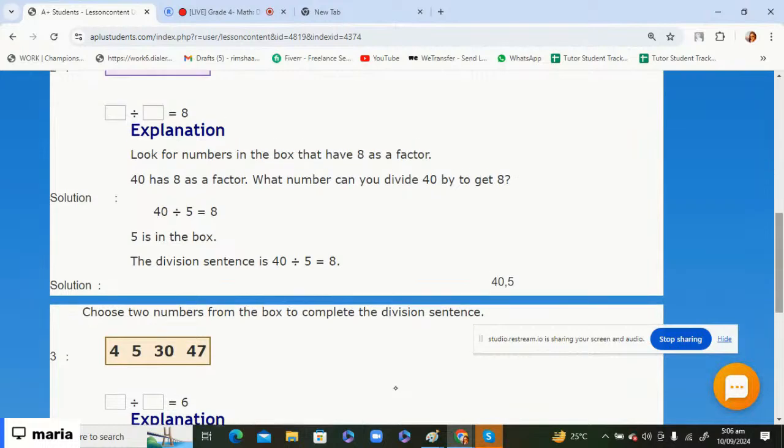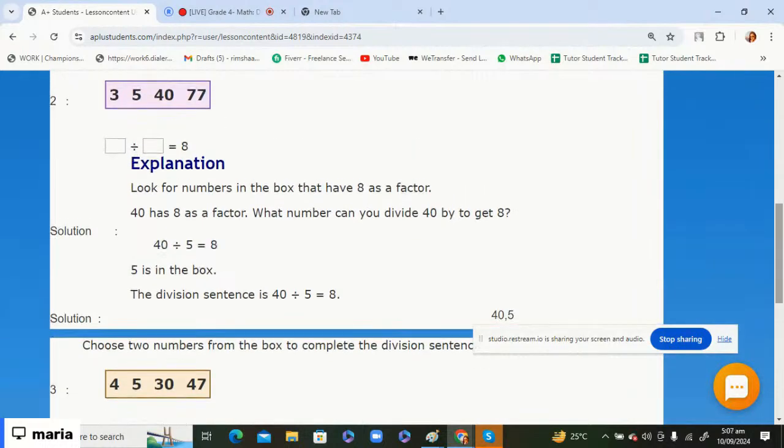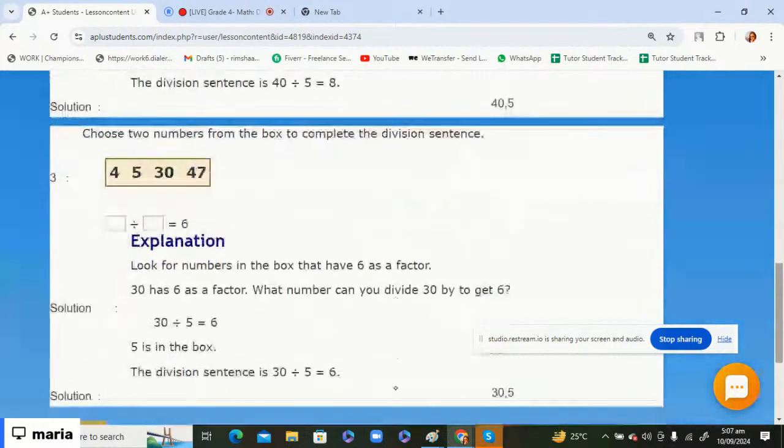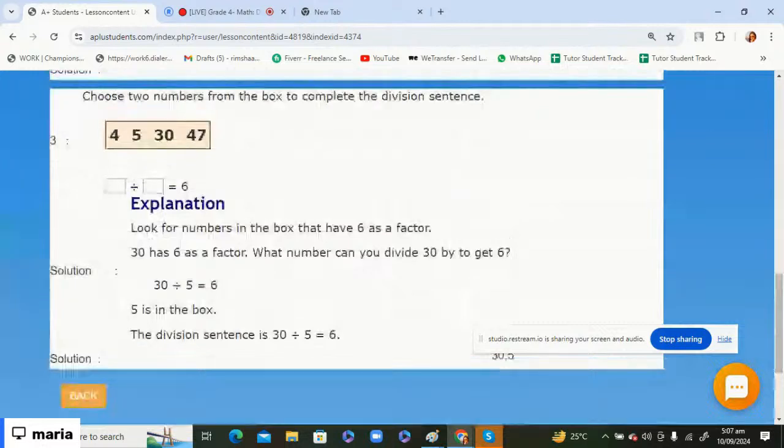Okay, so look here now. Everyone focus please here and then tell me the answer. So choose two numbers from the box to complete the division sentence. Okay, it's 4, 5, 30 and 47. Two numbers to make the quotient 6. So which two numbers? Let's select the two numbers.